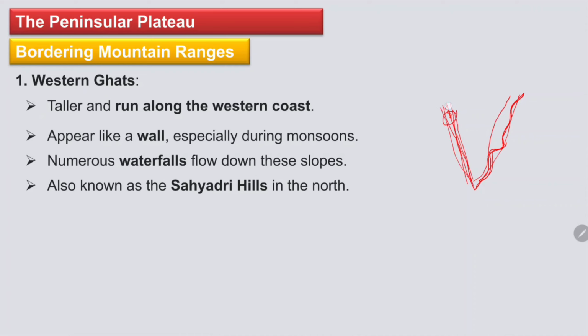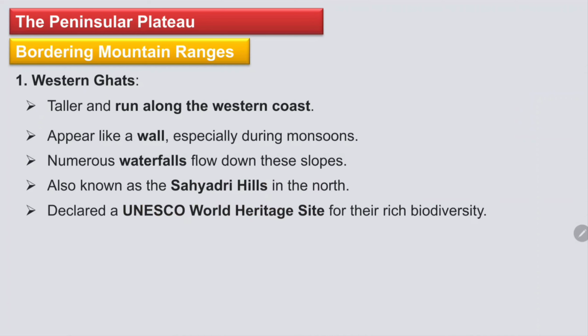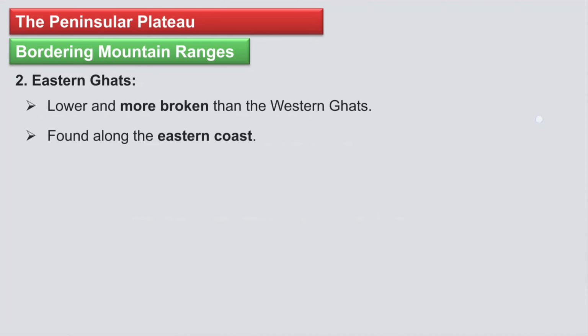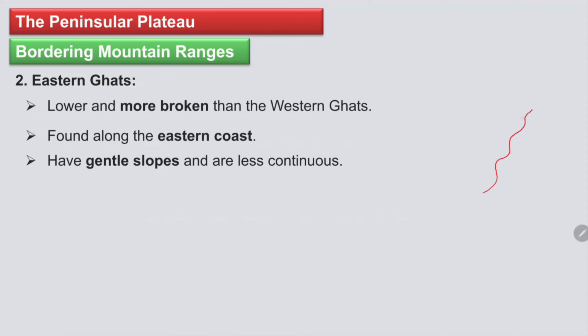And this northern part is also known as the Sahyadri Hills. This has also been declared a World Heritage Site by UNESCO for its rich biodiversity. And about the Eastern Ghats, they are lower and more broken than the Western Ghats, as I have told you, and found along the eastern coast, the eastern side, and have gentle slopes and are less continuous. Less continuous means, see, it is somewhat like this, and Western Ghats are like this, continuous. So that is why these are less continuous.